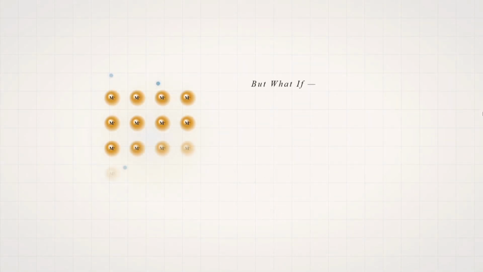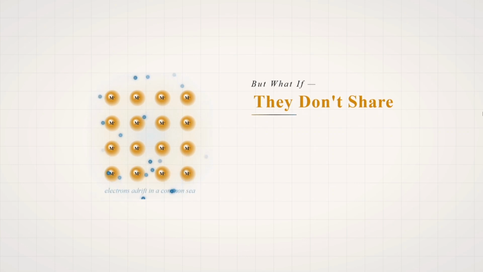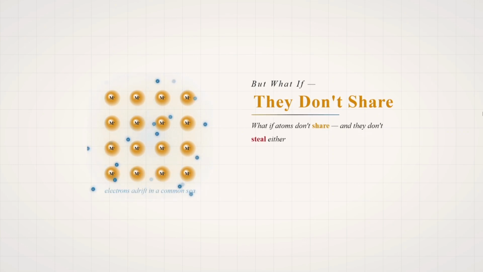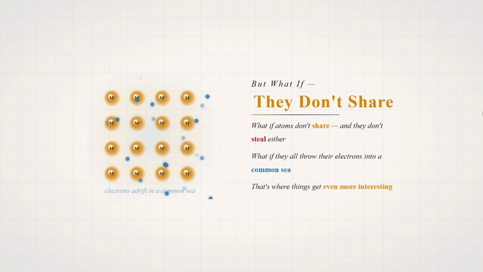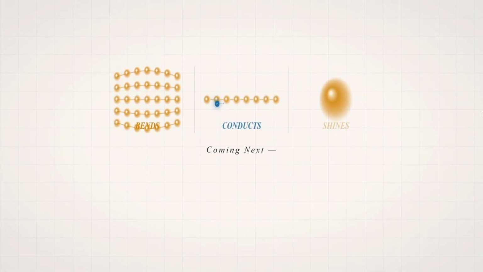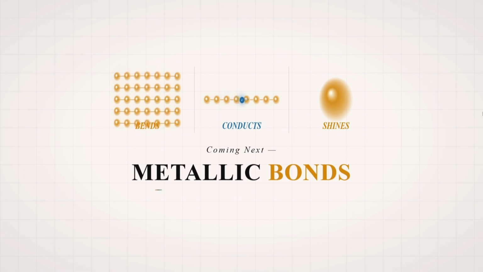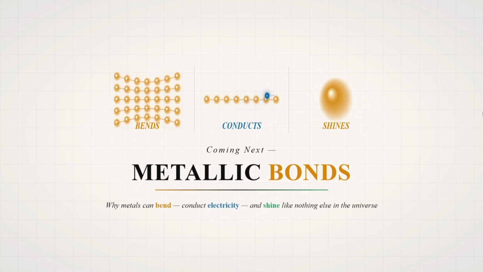But what if atoms don't share, and they don't steal either? What if they all just throw their electrons into a common sea? That's where things get even more interesting. Next time, we'll explore metallic bonds, the reason metals can bend, conduct electricity, and shine like nothing else in the universe.